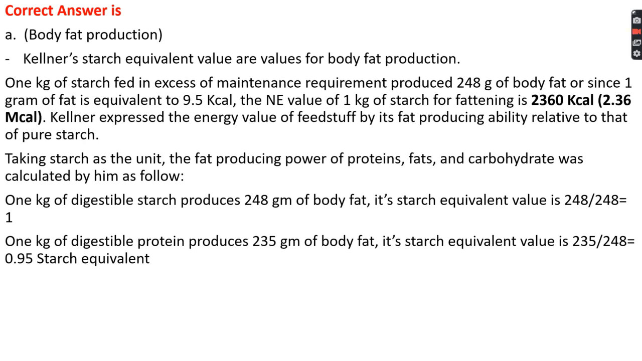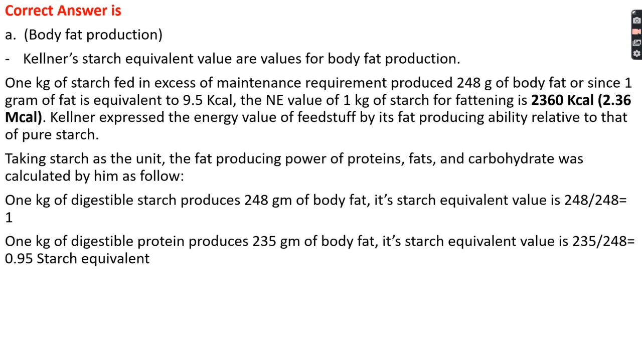1 kg of starch, when fed in excess of maintenance requirement, produces 248 gram of body fat. Since 1 gram of fat is equivalent to 9.5 kilocal, the net energy value for 1 kg of starch for fattening is 248 multiplied by 9.5, that is 2360 kilocal, which is 2.36 megacal. Kellner expressed the energy value of feeds by their fat producing ability relative to that of pure starch.